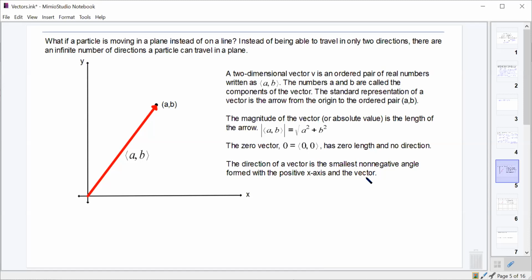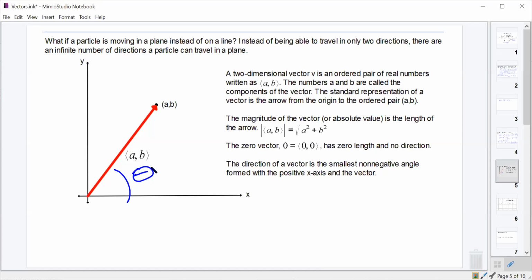So now we've got an infinite number of different directions that our particle can travel at any angle that we still measure going counterclockwise from the positive x-axis. Right, so this angle here is still our angle theta. And so we talk about a two-dimensional vector is just an ordered pair of numbers, a comma b, that we write with these angled brackets, and that's what those are called, angled brackets.